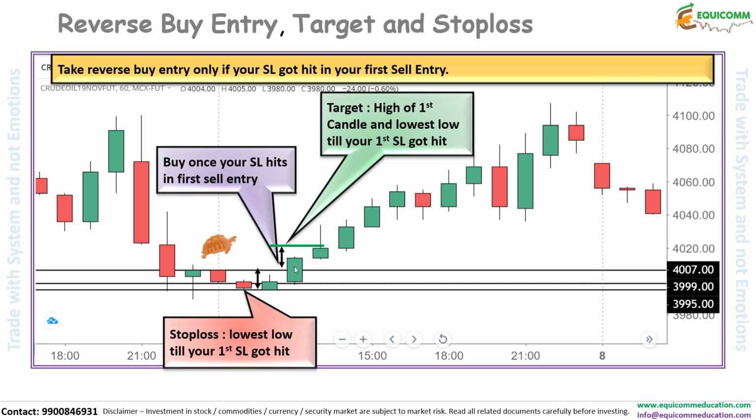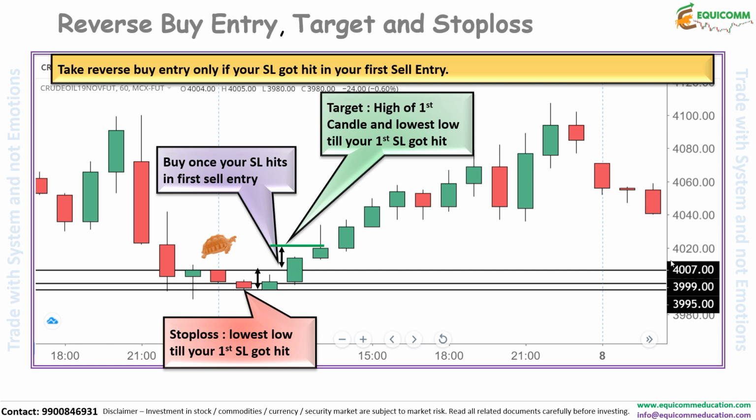Now what is my target? Your target is the same distance we have just calculated, the distance between your lowest low of the red turtle candle and your buy entry. This will be your target distance. What is the distance? What is your entry rate? 4008. Your stop loss is based on the lowest low of 3995. 4008 minus 3995 is equal to 13 points, which would be your target.